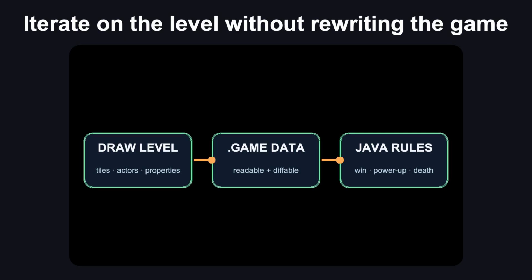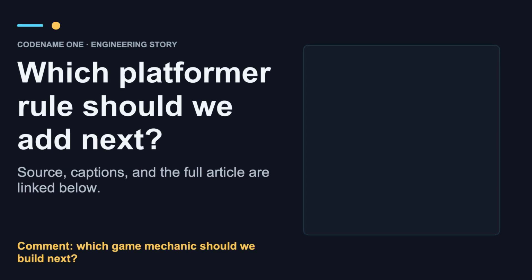The developer can move art, change gravity, add pickups, or repaint terrain as data. Java stays with the rules the editor cannot infer: winning, power-ups, checkpoints, hit points, and death. Choose a checkpoint, power-up, boss, moving platform, or death screen.